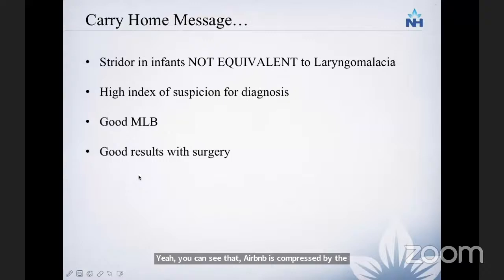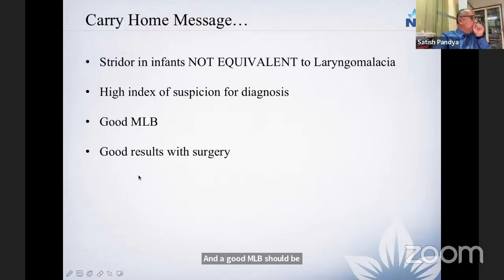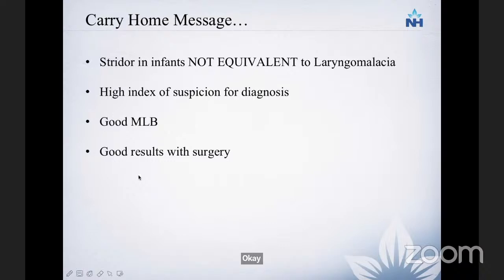So my take-home message from this talk is that stridor in an infant is not equivalent to laryngomalacia. There should be a high index of suspicion for diagnosis, and a good MLB should be done if there is suspicion of causes other than laryngomalacia. And usually these children will have good results with surgery if it is a severe case.